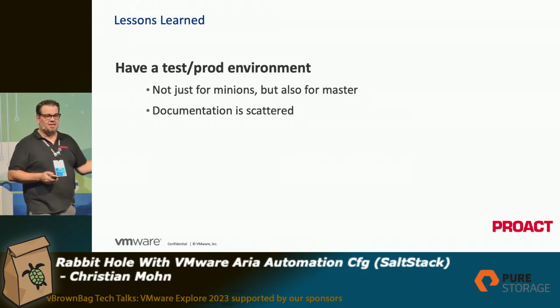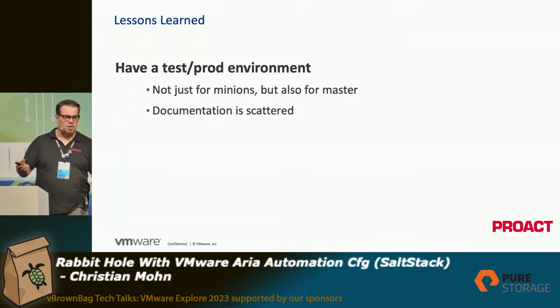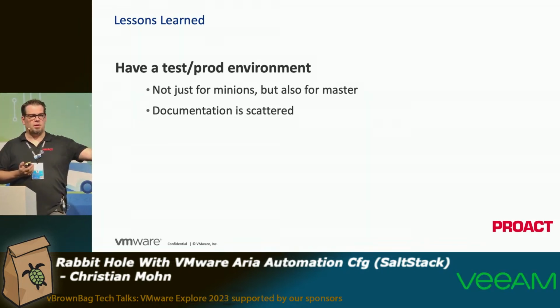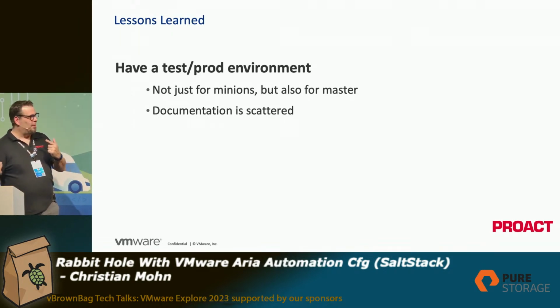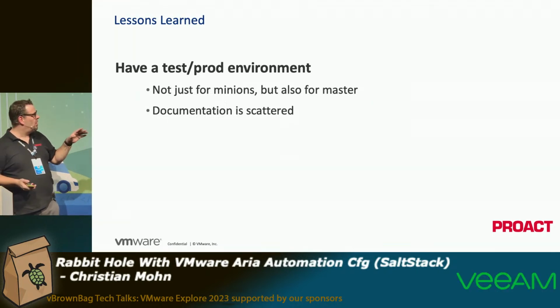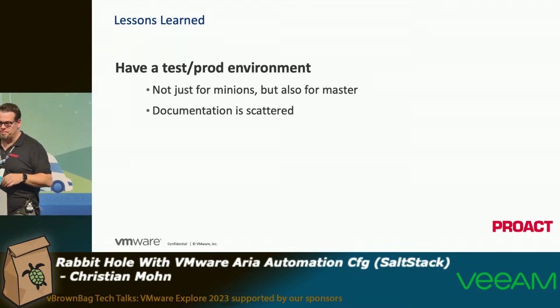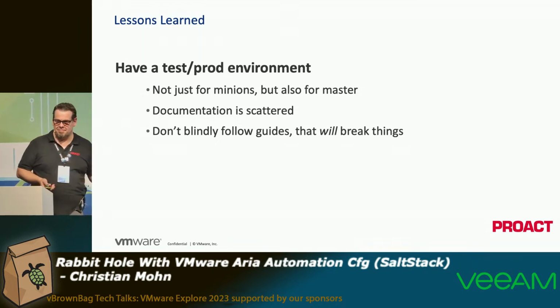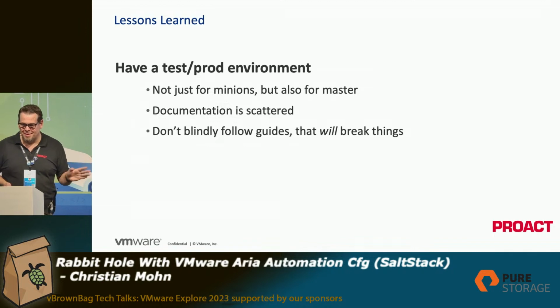The documentation for this is really scattered. VMware has documentation for ARIA automation config, but a bunch of the things you would want to do, you find the information on the salt.io website. Those versions don't necessarily correlate, so it's kind of hard to figure out what works with which version and how. Because VMware documents how you deploy it, how you use it pretty easily, and then you find all the state files from someone else and it doesn't work, and then it's a bit of a mess. So that goes with the same thing, have a test environment for it. And as I mentioned, don't blindly follow guides, it will break things. I guarantee you. I've done it more than once.